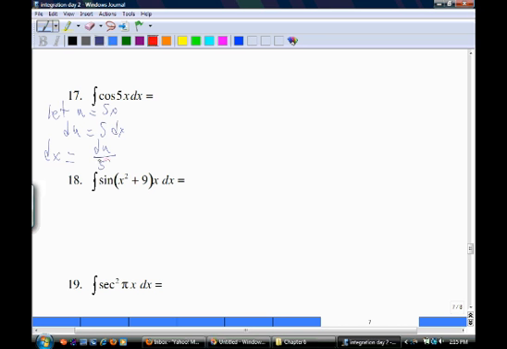So nothing to cancel here this time. You just go straight across, which is going to be 1/5 times the integral of cos is sine. U was 5x, bracket plus c. That's your final answer. So make sure that you substitute in your value for u.